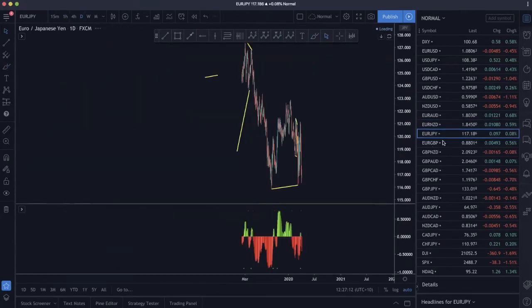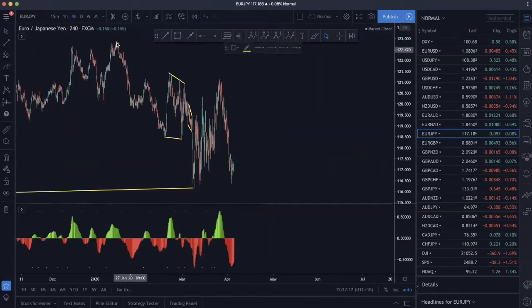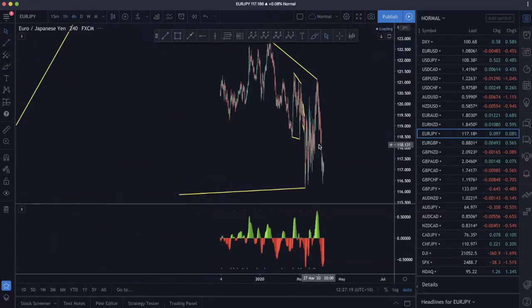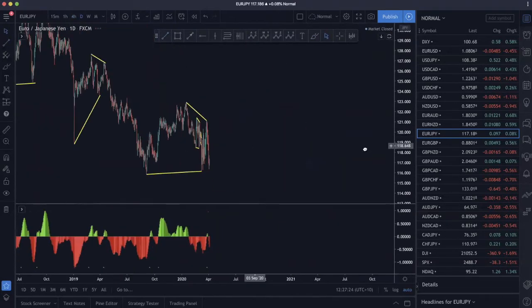So Euro New Zealand, short-term sells until the market's identified which way. Euro Yen, definitely more sells.